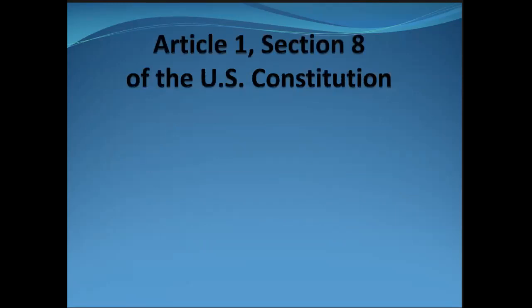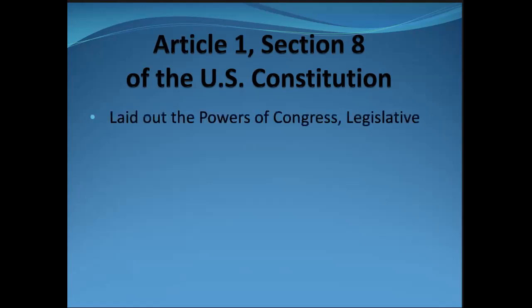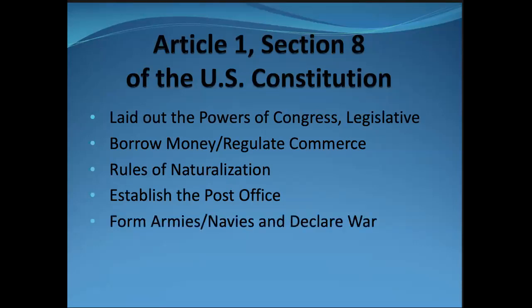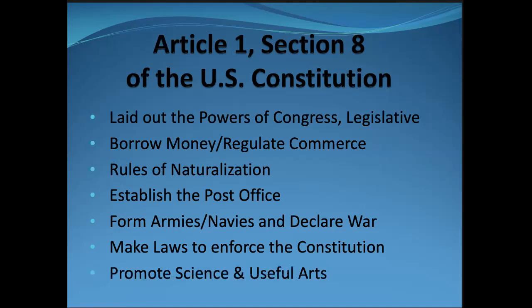So what else is in Article 1, Section 8 of the US Constitution? Some very important things. It laid out the powers of Congress and the legislative branch. It talks about borrowing money and regulating commerce. It gives the rules of naturalization. It establishes the post office. It gave Congress the ability to form armies and navies and declare war, to make laws to enforce the Constitution, and to promote science and useful arts. So science and useful arts were up there with all those other really major things. It was that important to the founding fathers that it was part of our Constitution.